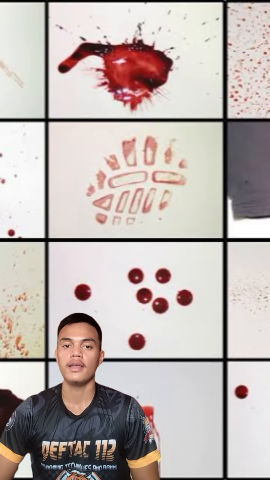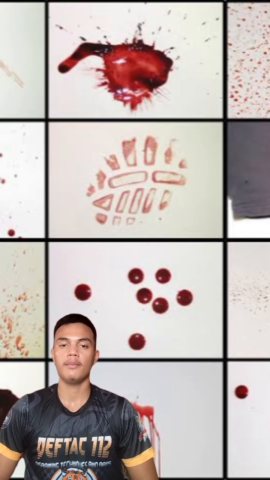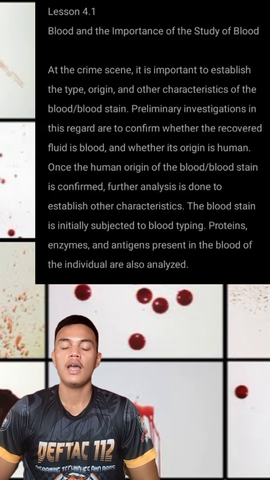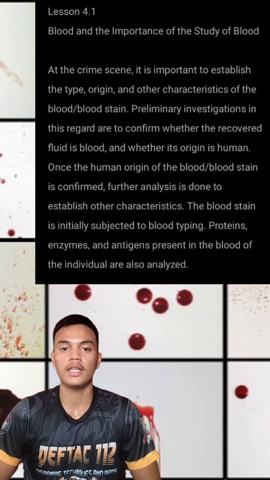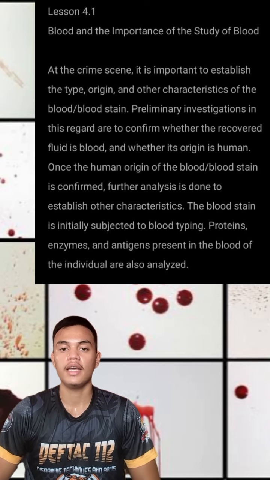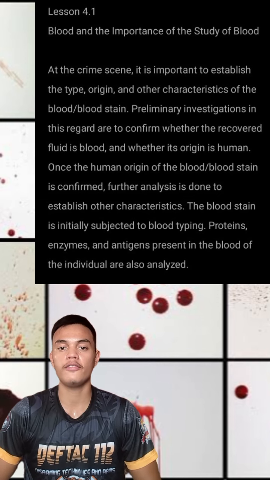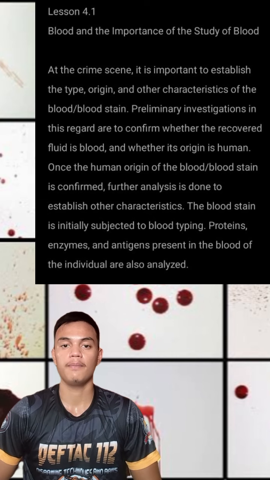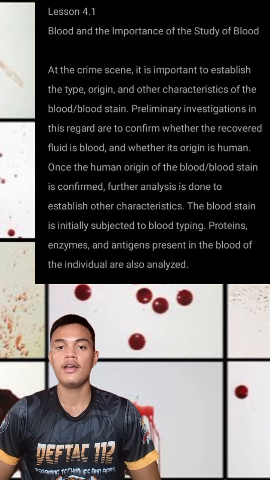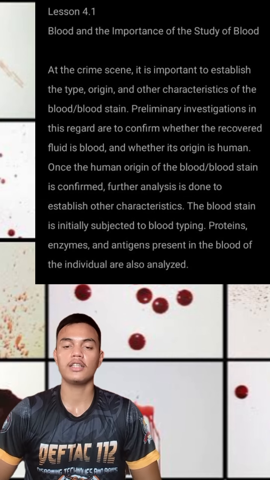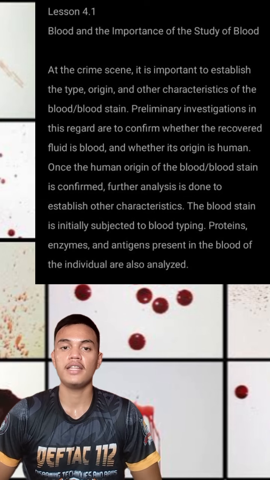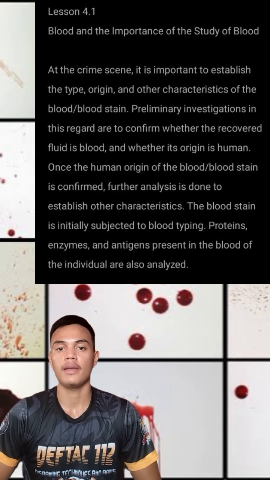Lesson 4.1. Blood and the importance of the study of the blood. At the crime scene, it is important to establish the type, origin, and other characteristics of the blood or blood stain. Preliminary investigations in this regard are to confirm whether the recovered fluid is blood and whether its origin is human. Once the human origin of the blood or blood stain is confirmed, further analysis is done to establish other characteristics. The blood stain is initially subjected to blood typing.